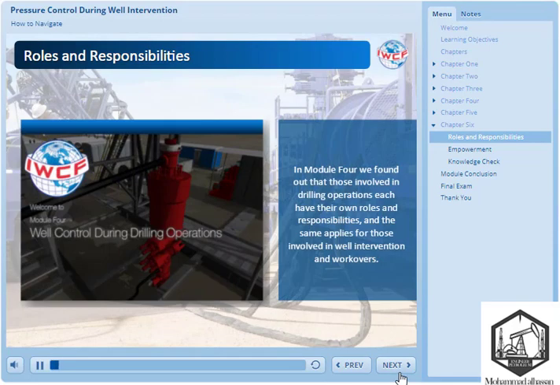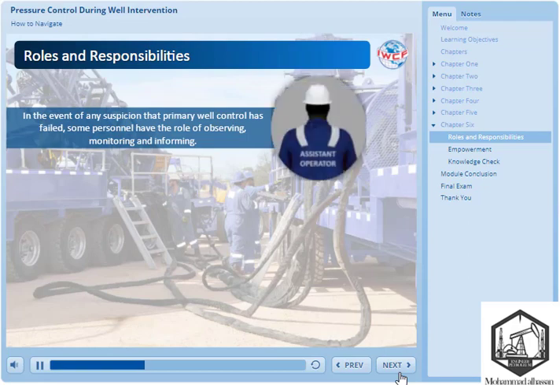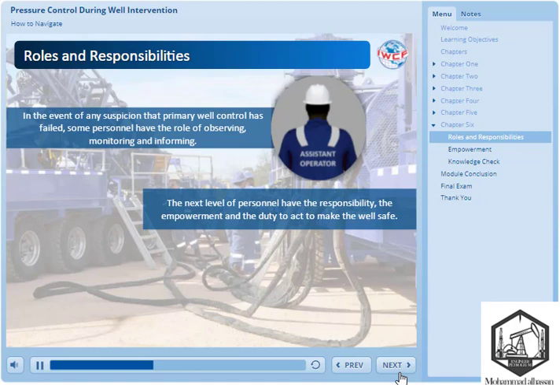In Module 4, we found out that those involved in drilling operations each have their own roles and responsibilities, and the same applies for those involved in well intervention and workovers. In the event of any suspicion that primary well control has failed, some personnel have the role of observing, monitoring, and informing. In well intervention, this will include assistant operators. The next level of personnel have the responsibility, the empowerment, and the duty to act to make the well safe in the event of loss of primary control.